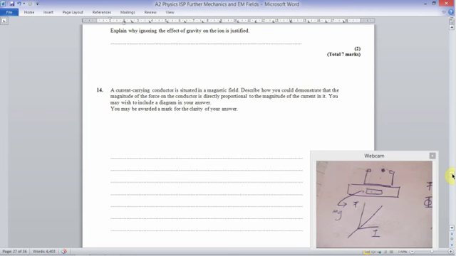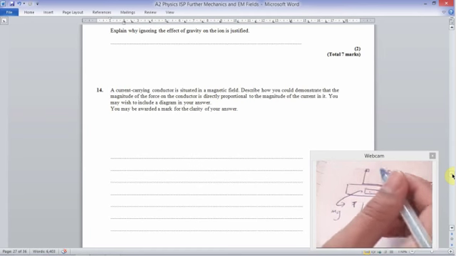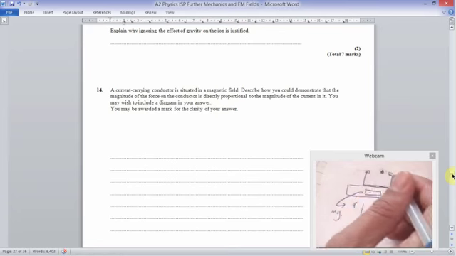method of producing a varying direct current. So that's going to be connected through the power pack. The wire is perpendicular to the magnetic field, so I've shown that there. This wire's coming out of the page. The magnetic field could be going from left to right or right to left.